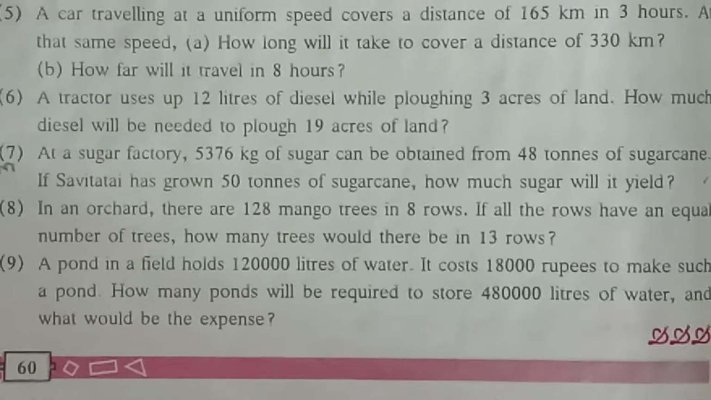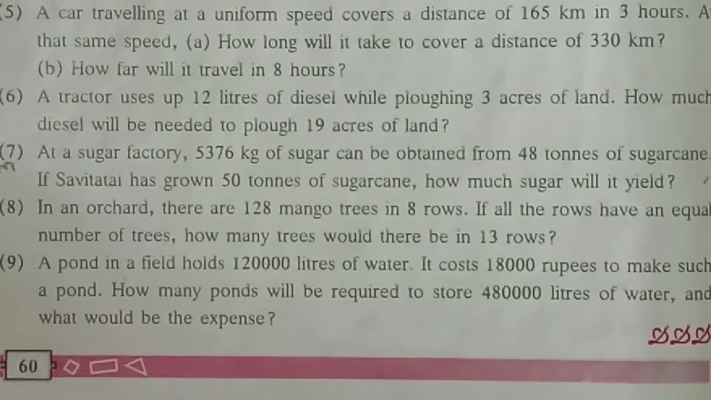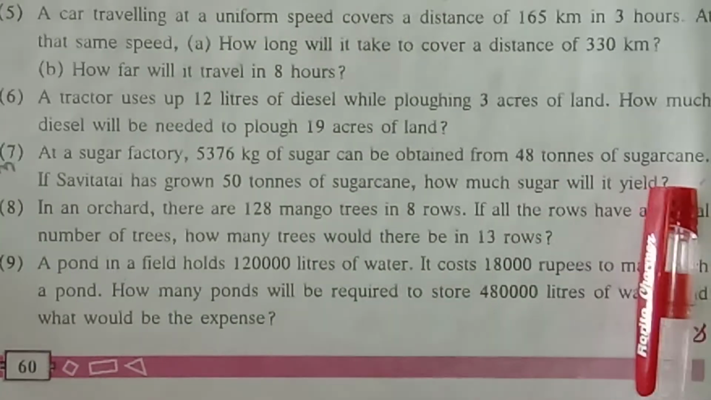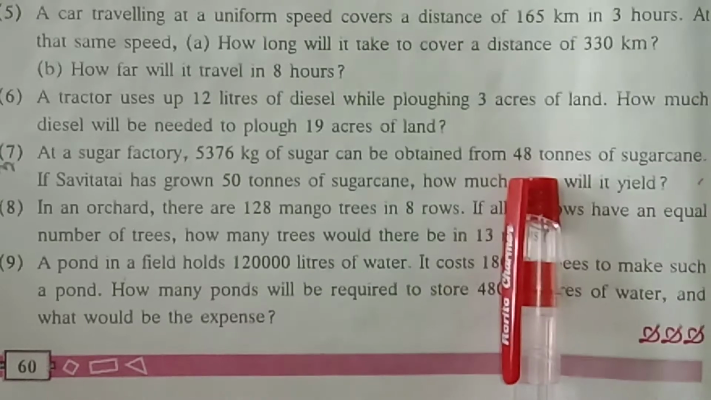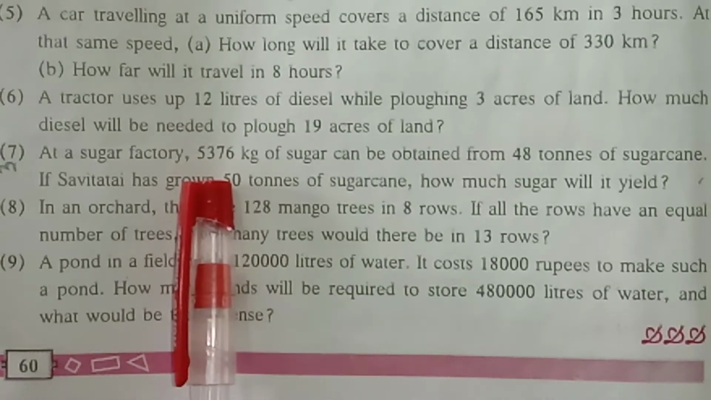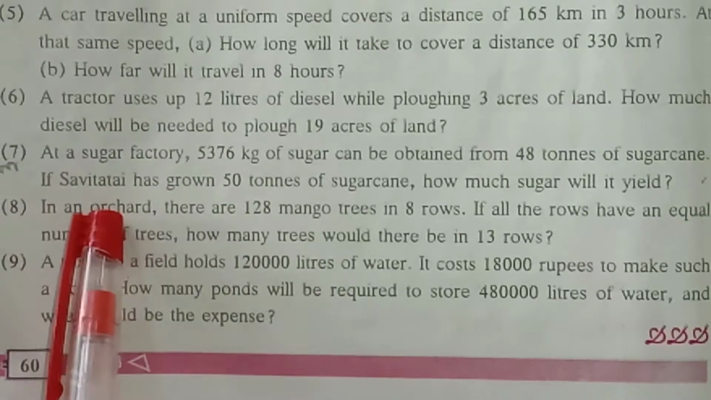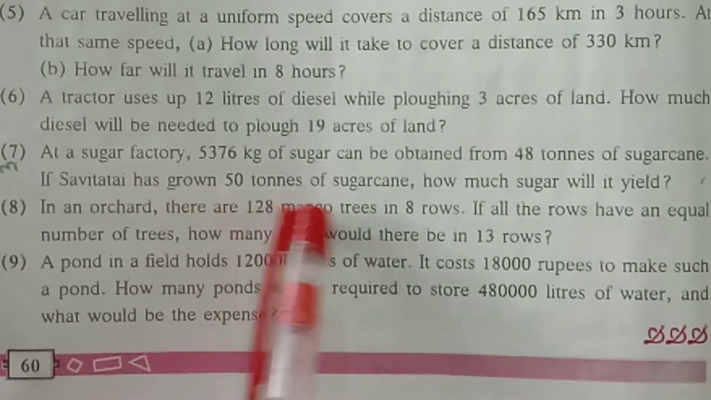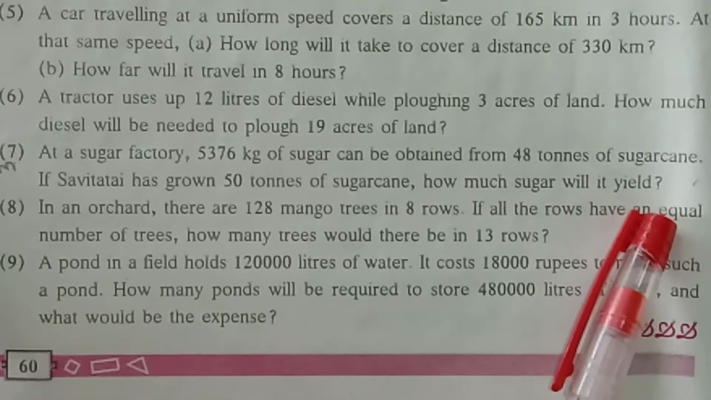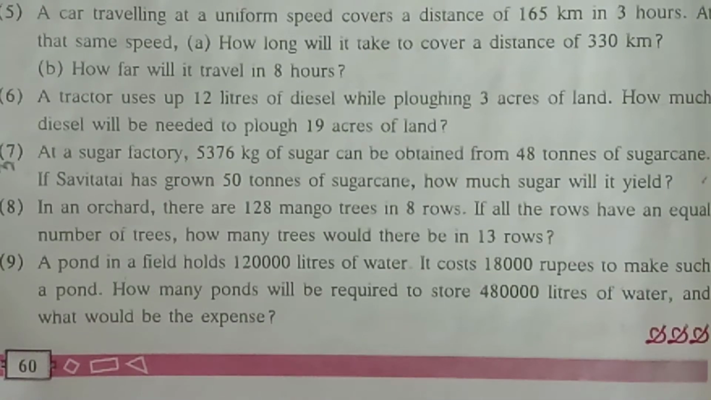Question number 7. At a sugar factory, 5,376 kg of sugar can be obtained from 48 tons of sugar cane. So what they are telling is, from 48 tons of sugar cane we are getting 5,376 kg of sugar. If Savita Tai has grown 50 tons of sugar cane, how much sugar will it yield? Means how much sugar we will get from 50 tons, we have to find out.